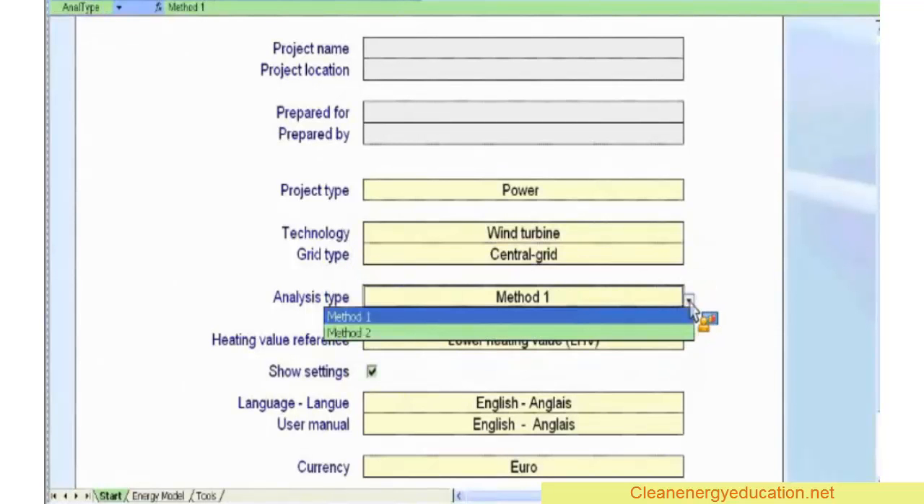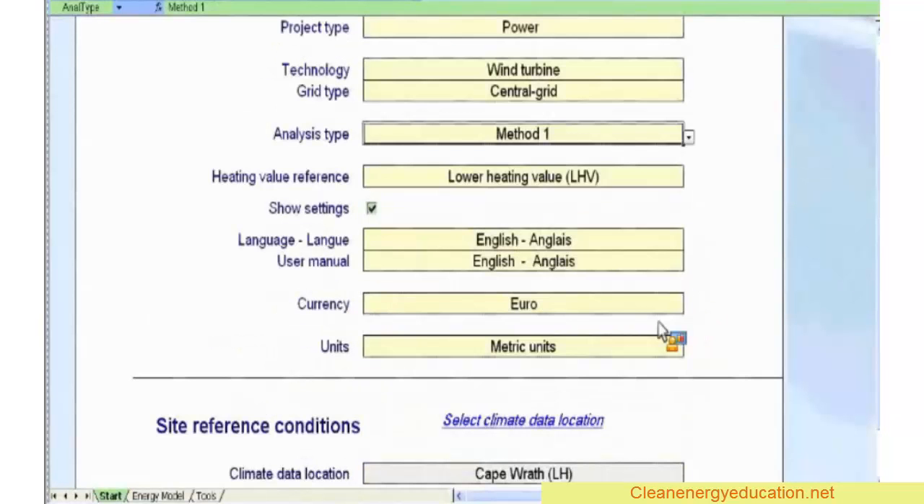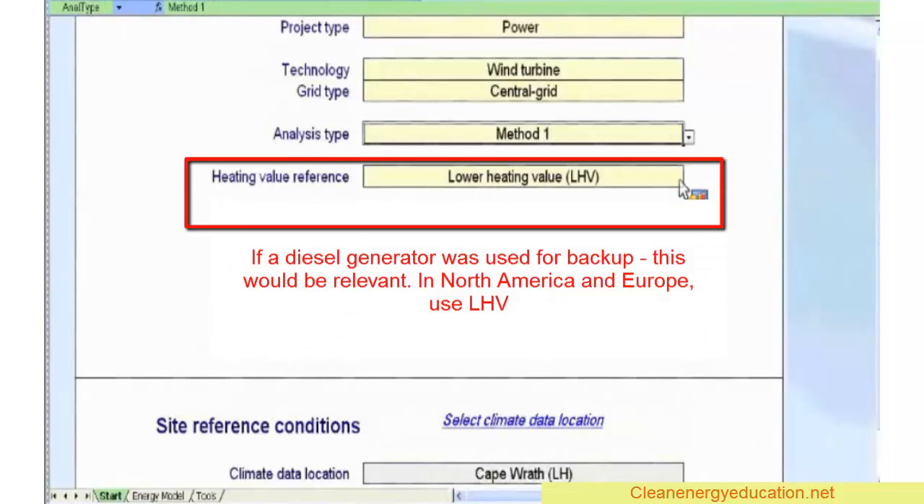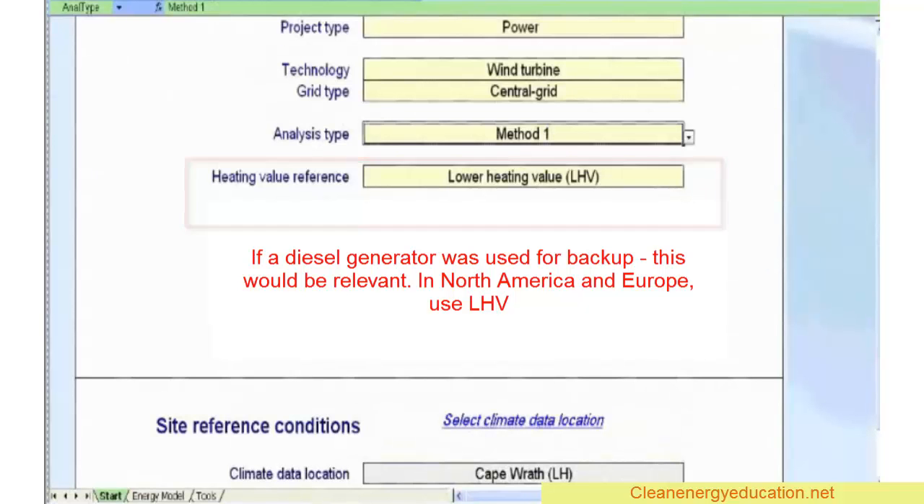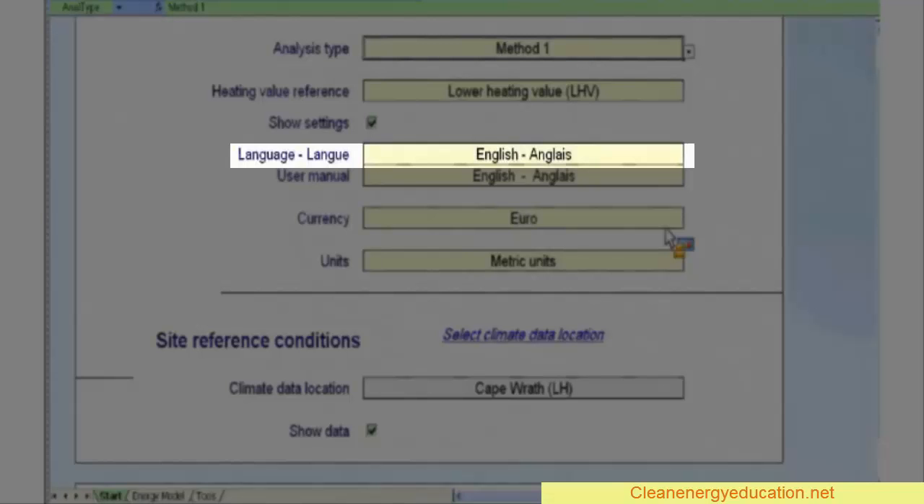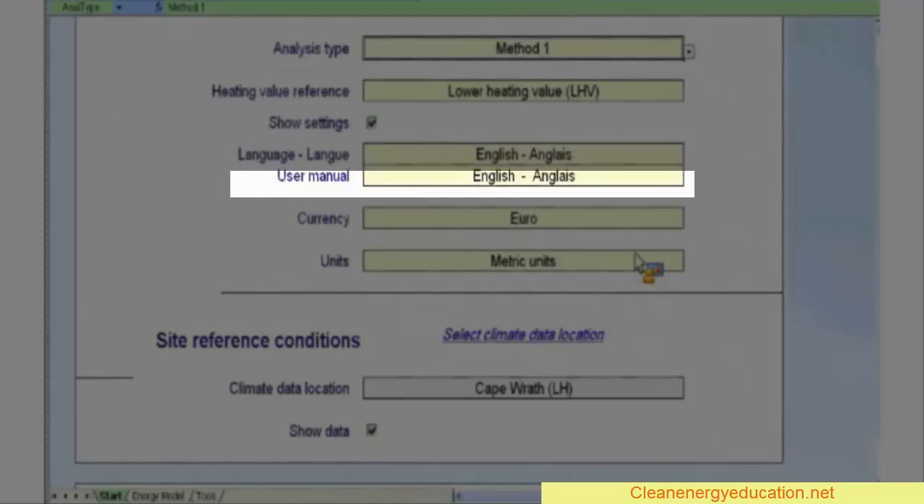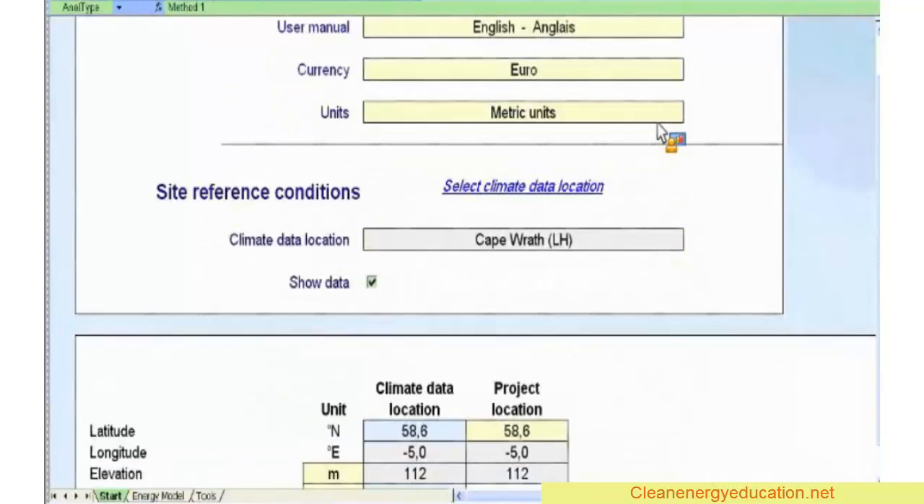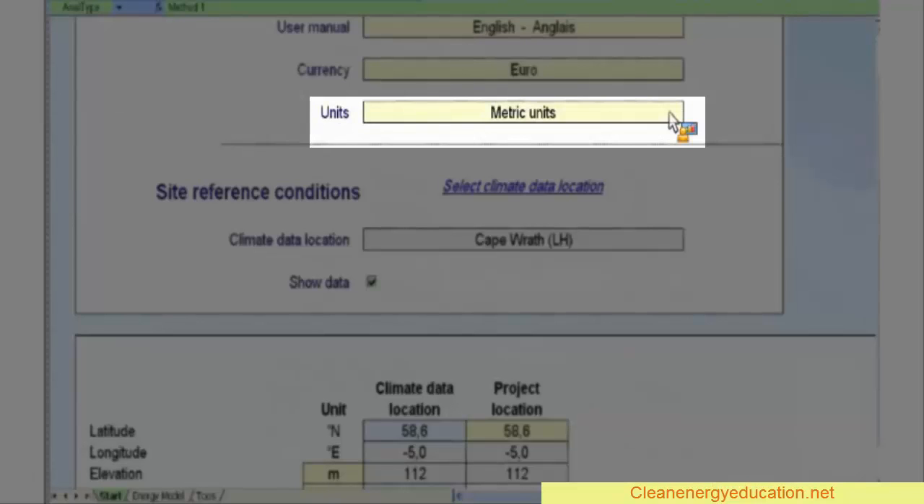Analysis type, well, you have two levels. First level, first approach, second level, more in depth. So we start with this. Heating value reference, well, this is only relative to heating or combined heat and power projects. So we can choose the language, the currency, so we use euros in this example. Then units, the metric units.